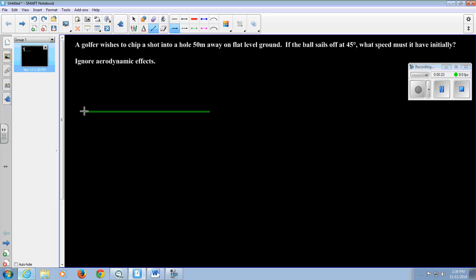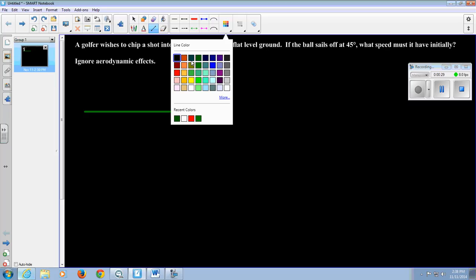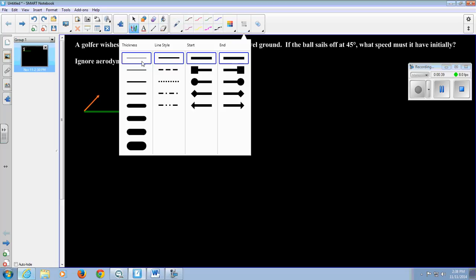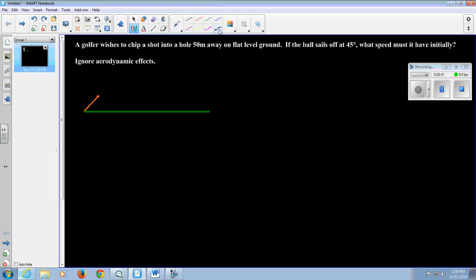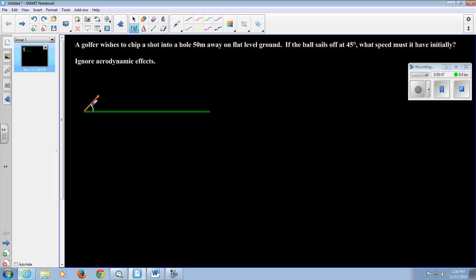And it's going to be shot at an angle of 45 degrees. So there's a shot at 45 degrees. So we know that the angle in here is 45 degrees.